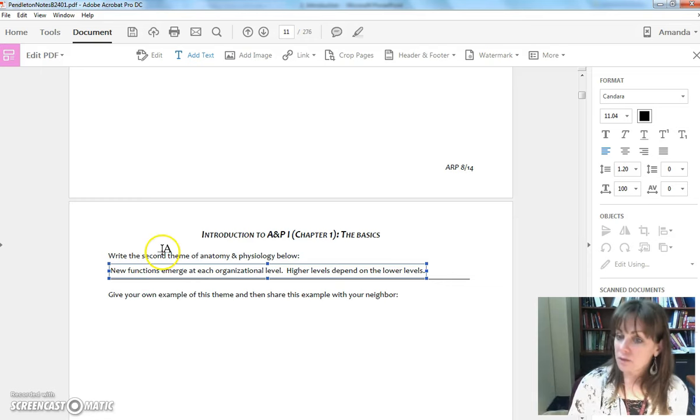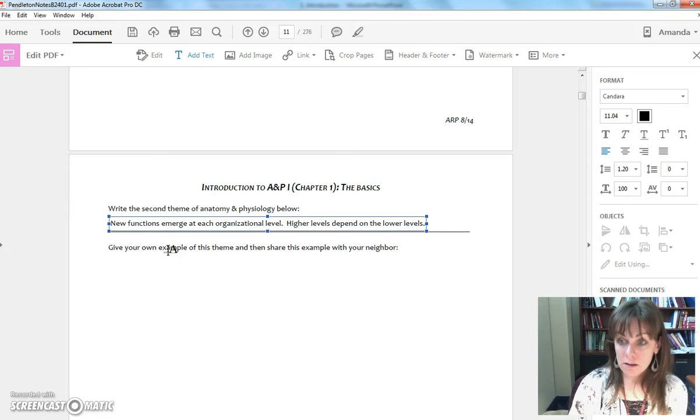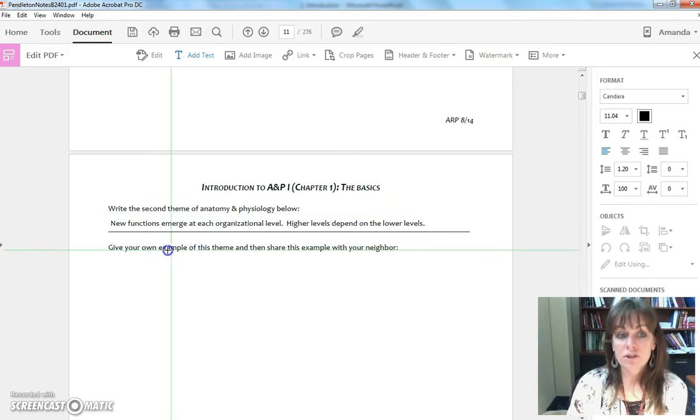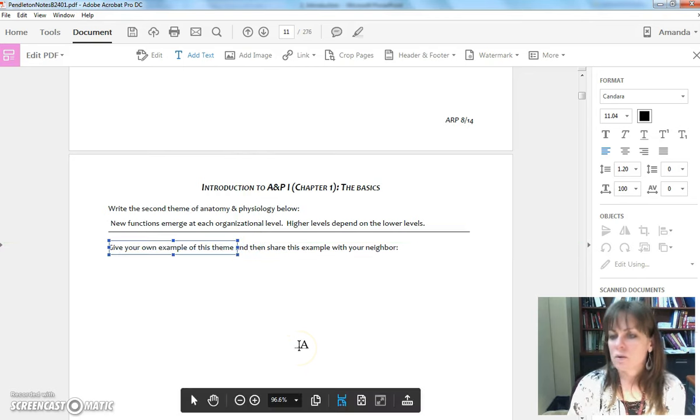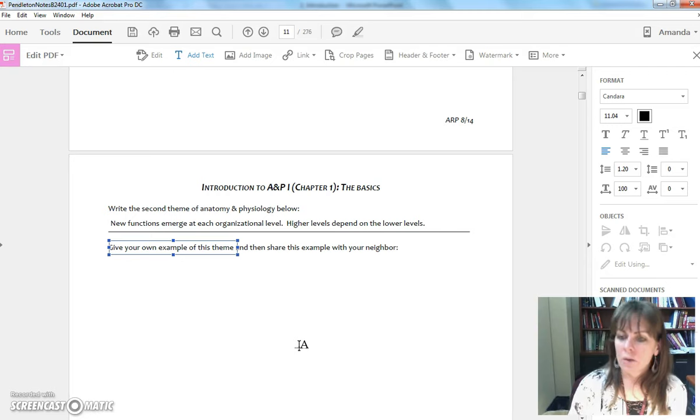So I've given you the example of a heart cell all the way up through an organism being able to run a race. And I want you to think about your own examples. So give your own example of this theme. I have a lot of students that think about how the bones and the muscles work together and different things like that. So go through that, think about that, and practice making up your own example.